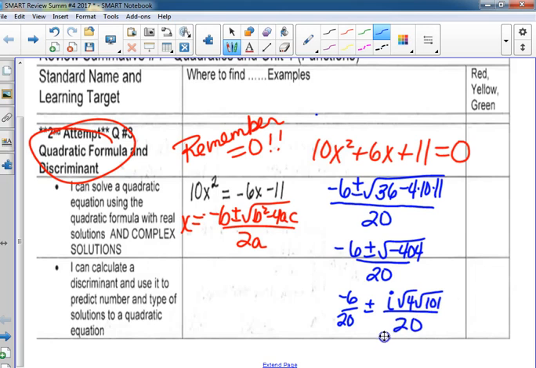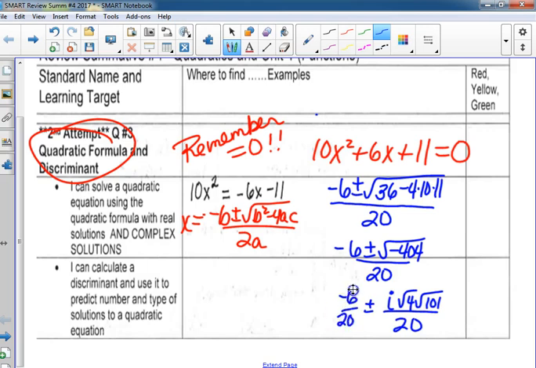What'd I do? I moved it all that way. Yeah, you could have moved it all that way. I just don't like more negatives than I have to deal with. Okay, as long as you make it equal to 0, doesn't matter which way you move it. Good question, Andrew. All right, what is this whole mess going to reduce to, guys?